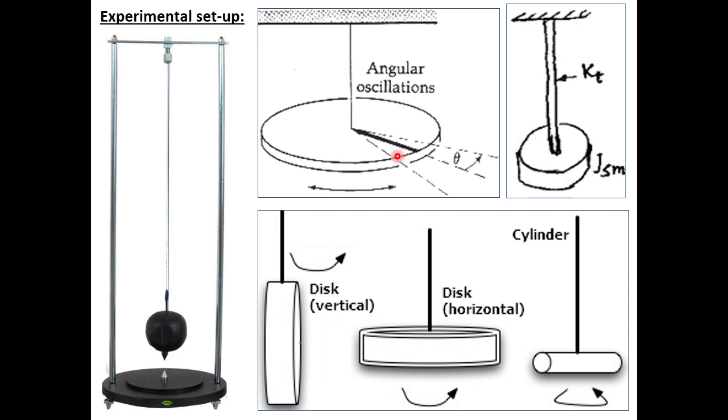Now take a note that this torsional pendulum is not necessarily a disc where oscillation will take place in this way. We can hang any object of any shape in this fashion. For example, this particular disc, we can make it vertical and then hang it, and then also give a twist to it.